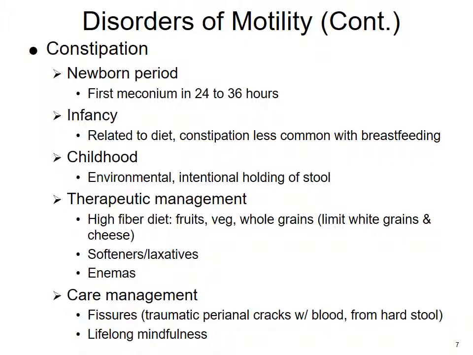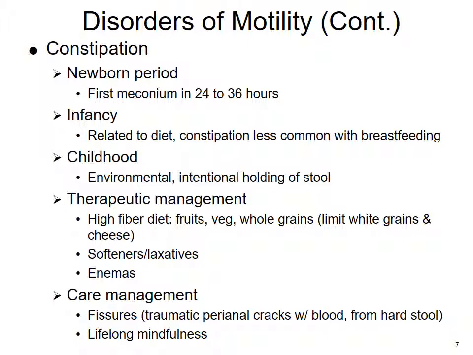For our long-term care management, we're going to be thinking about the possibility of fissures, and anal fissures are traumatic perianal cracks around the anus that may have a little bleeding, and it comes from the passage of hard stool. So if a child was constipated and a parent reports that they saw some blood when they did pass the stool, that's usually what it's from. And the bad thing about that is it makes it more painful to go to the bathroom in the future, and so it's going to just reiterate that cycle of holding of the stool. And that's when softeners and laxatives are important.